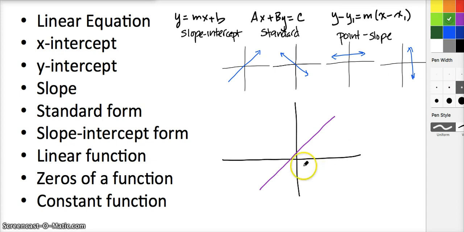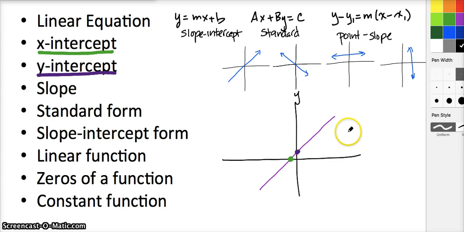In this case, you're going to see that this graph has an x-intercept. It is where the graph crosses the x-axis. So the x-intercept is displayed here by this dot. And then sometimes you can have a y-intercept, and a y-intercept is exactly what you think, where the graph crosses the y-axis. The x and y-intercepts are very important traits when we're talking about a linear equation.